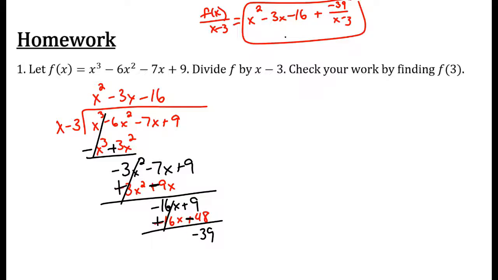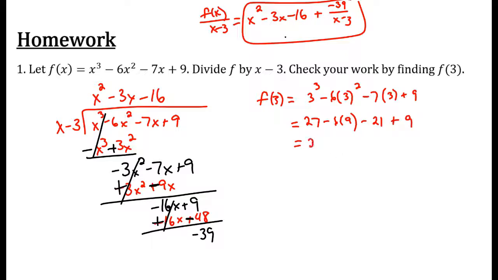Now, how do I check my work by finding f of 3? Well, let's find f of 3. That's 3 cubed minus 6 times 3 squared minus 7 times 3 plus 9. How does this help me check my work? Well, let's see what we get. 27 minus 6 times 9 minus 21 plus 9. 27 minus 54, negative 21 plus 9. And now when I add all those together, using a calculator so you don't make any mistakes, you get negative 39.